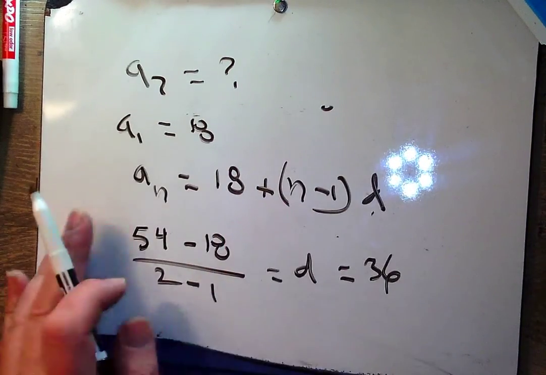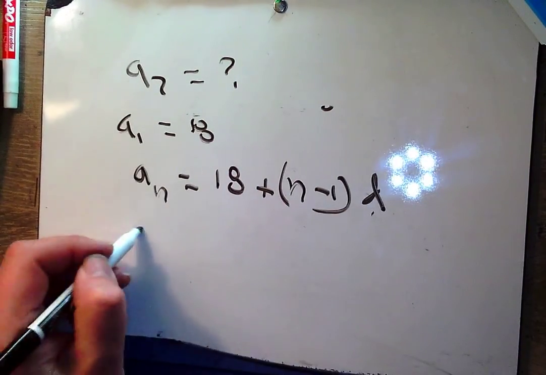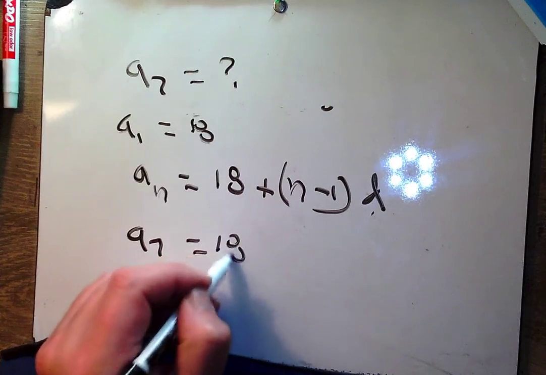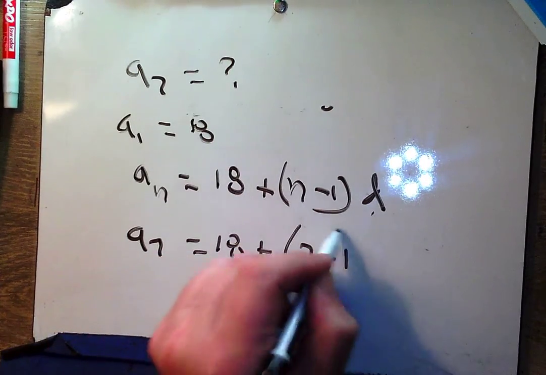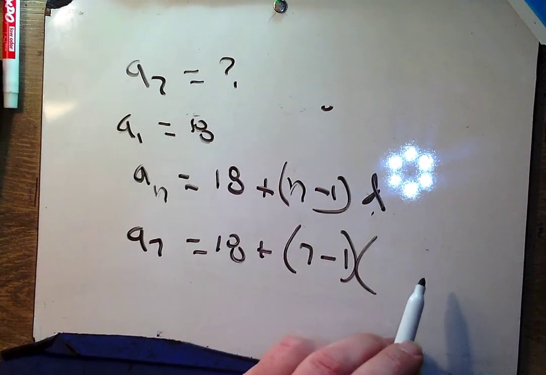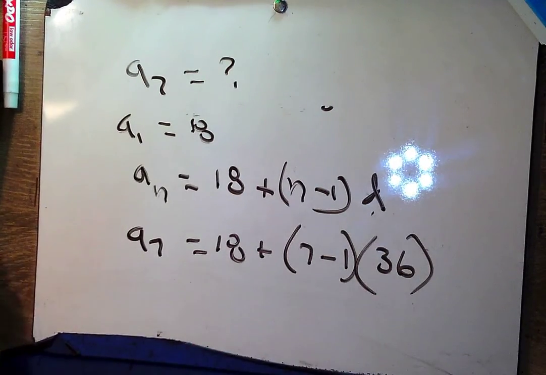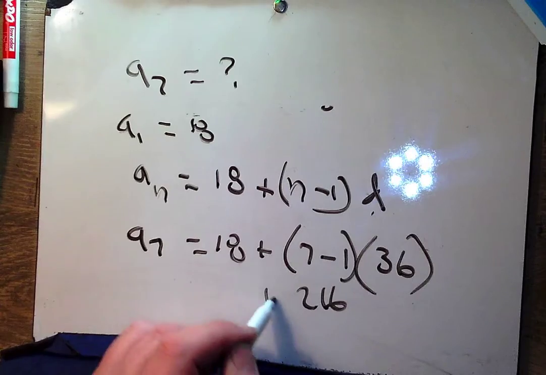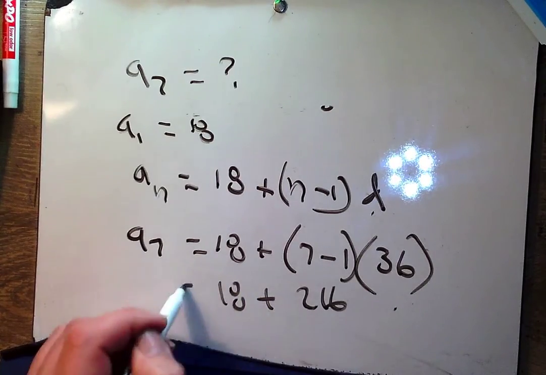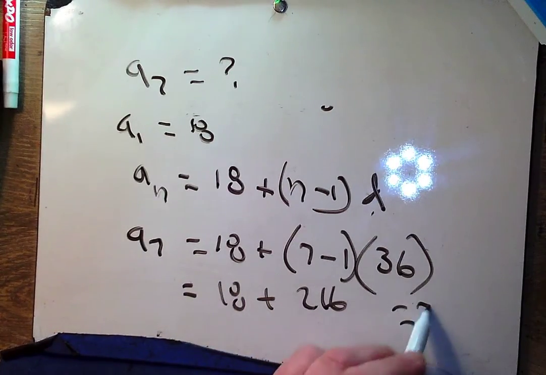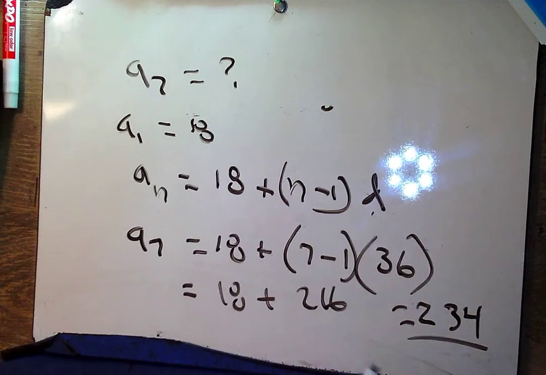I'm going to plug my d in. I have a sub 7 equals 18 plus 7 minus 1 times what was our d value? 36. So 6 times 36 is 216 plus 18 we get 234 feet in the 7th second. Yeah, this is speeding up.